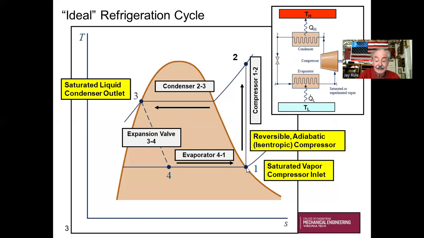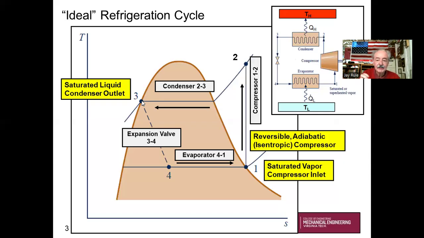It made life easy, didn't it? Because if we know P1, we simply go to the property tables and look up h sub g and s sub g at the pressure P1. So that made life easy on us. Another part of the ideal vapor compression refrigeration cycle was the fact that what comes out of the condenser is a saturated liquid. And that made life easy on us as well, didn't it? It became very easy since if we know P2, which equals P3, we simply go to our refrigerant property tables and look up h sub f at the known pressure P3. It made life easy.